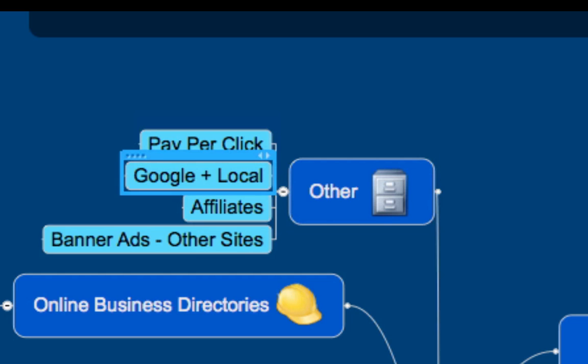Google Plus Local. Google has given every company in the world almost a free one-page website called Google Plus or Google Place or Google Local, whatever you want to call it. It is called Google Plus Local these days. Make sure you've claimed your page, you've optimized it, put photos, videos, links, keywords in there, and again, that will help you with your ranking as well.